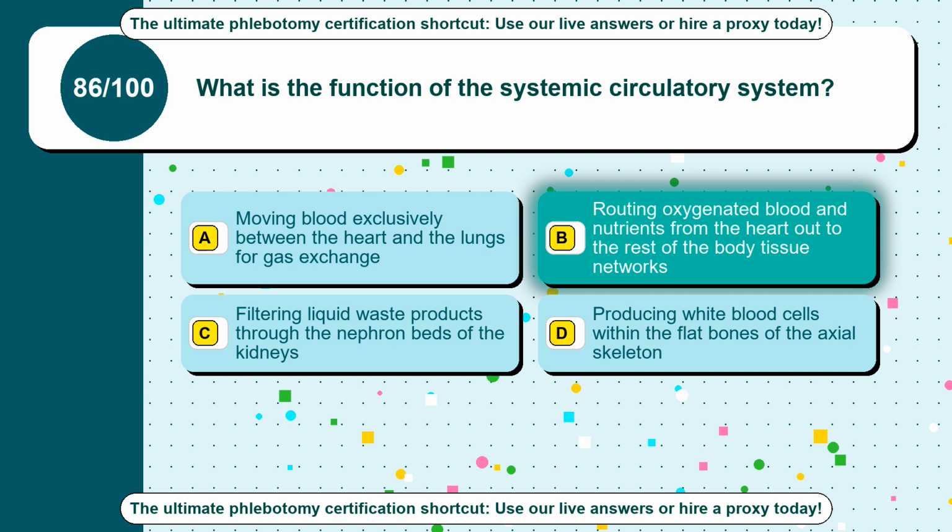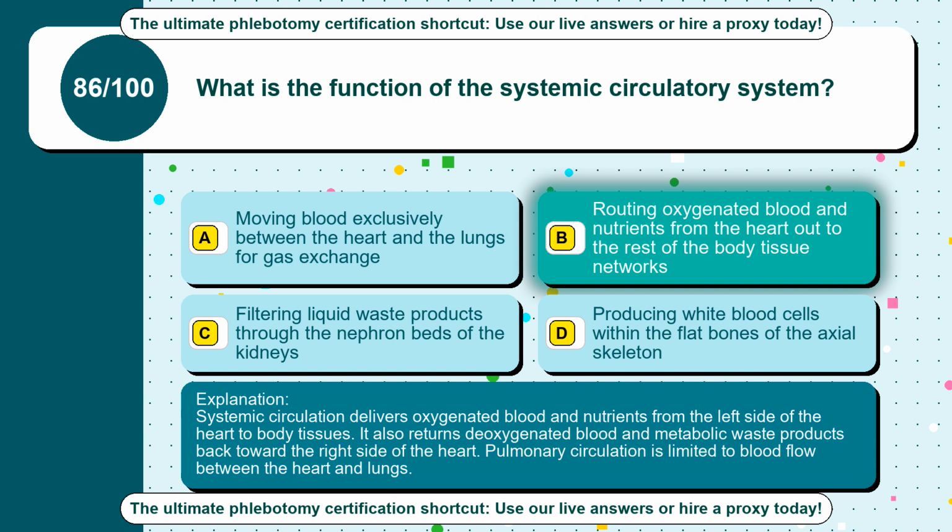Routing oxygenated blood and nutrients from the heart out to the rest of the body tissue networks. Systemic circulation delivers oxygenated blood and nutrients from the left side of the heart to body tissues. It also returns deoxygenated blood and metabolic waste products back toward the right side of the heart. Pulmonary circulation is limited to blood flow between the heart and lungs.